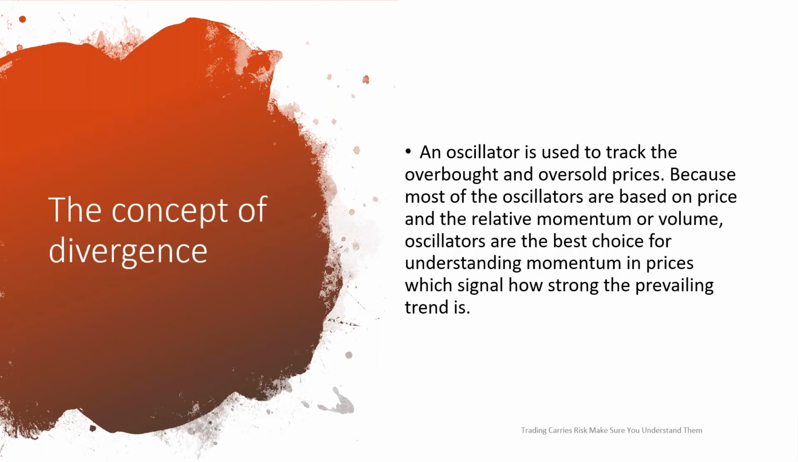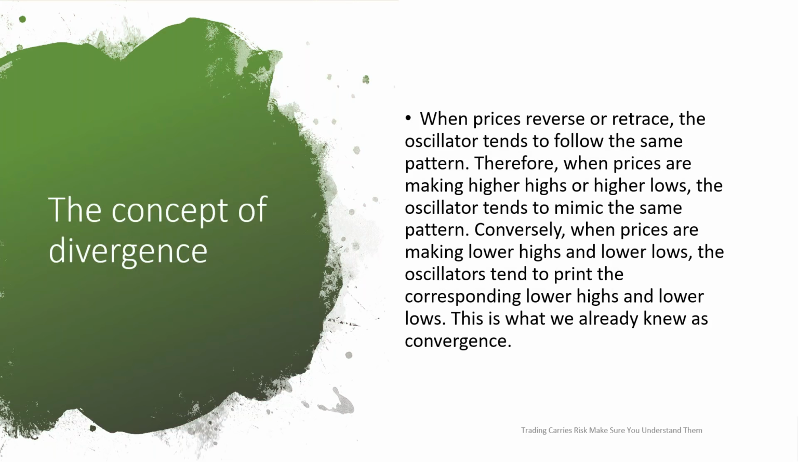An oscillator falls under the field of technical indicators. That's why I gave you the handbook on technical indicators. An oscillator is an indicator which moves between overbought and oversold levels, and it oscillates. It moves up and down, because most oscillators are based on price and the relative momentum or volume. Oscillators are the best choice for understanding momentum in prices, which signals how strong the prevailing market trend is. When prices reverse or retrace, the oscillator tends to follow them in the same pattern.